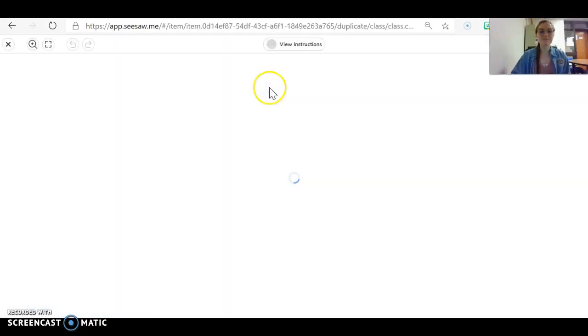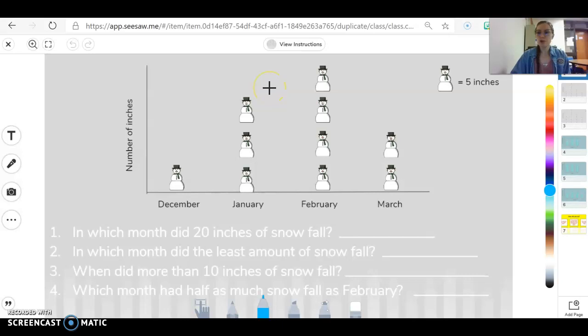Okay. So when you come in, you see that we are working with graphs and reading graphs. Now, it's very important that you look at the key over here. Okay, so now we have a snow person is 5 inches. So this means that if March has 2 snow people, that you count by 5. So 5 and 10. Okay, so we're at 10 inches there for March. Then there will be a series of questions on the bottom.